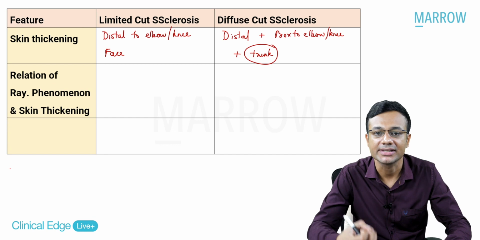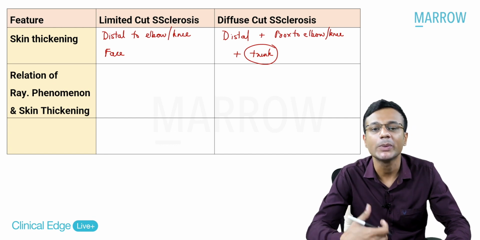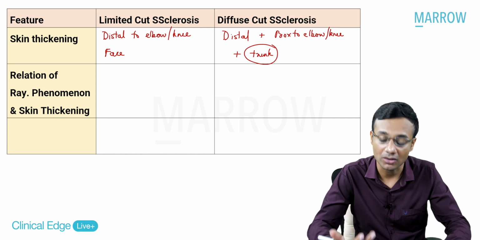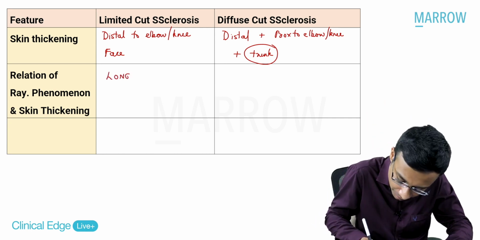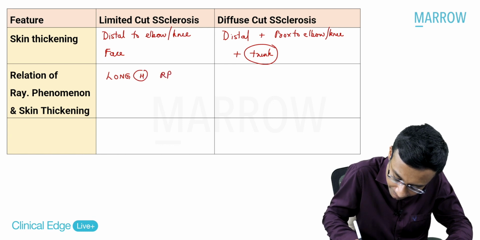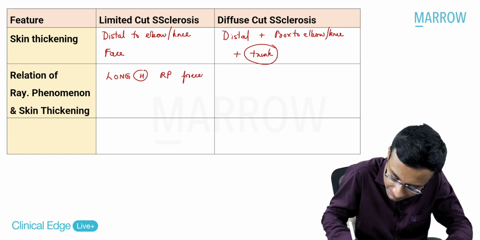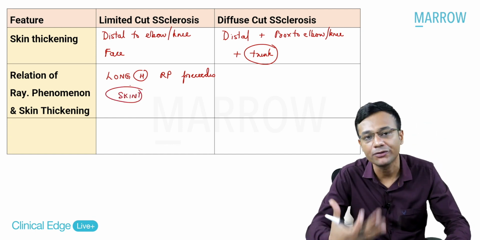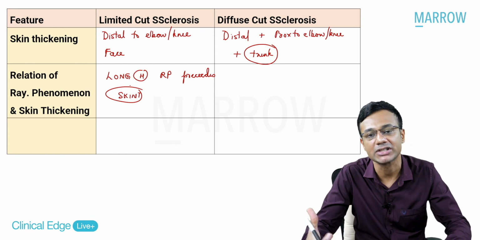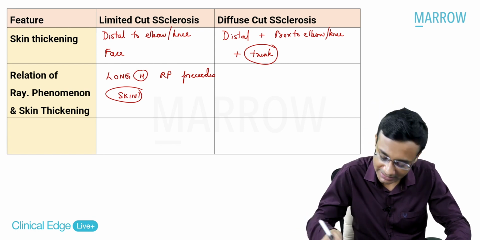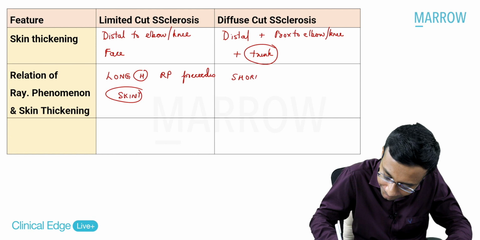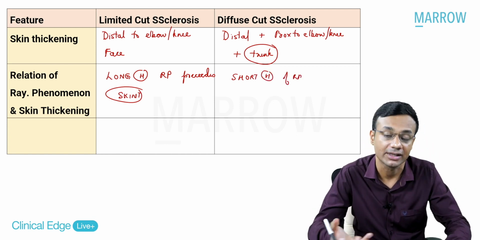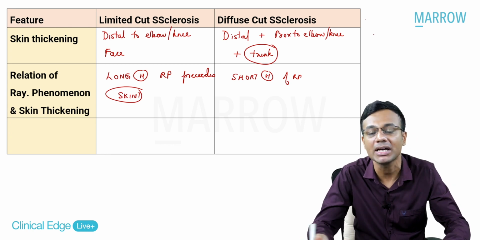Let us look at the second point. The second point talks about the relationship between Raynaud's phenomenon and skin thickening. So please remember, in limited disease, there's a long history of Raynaud's phenomena which precedes the skin thickening. So many years before, there would be history of Raynaud's phenomena which is going on, then the skin thickening develops. Whereas in diffuse disease, there's a very short history of Raynaud's phenomena. Generally, within 1 year of starting of Raynaud's phenomena or together with Raynaud's phenomena, skin thickening may start.